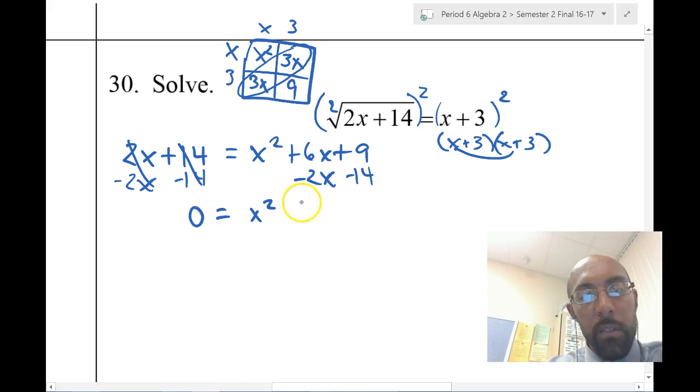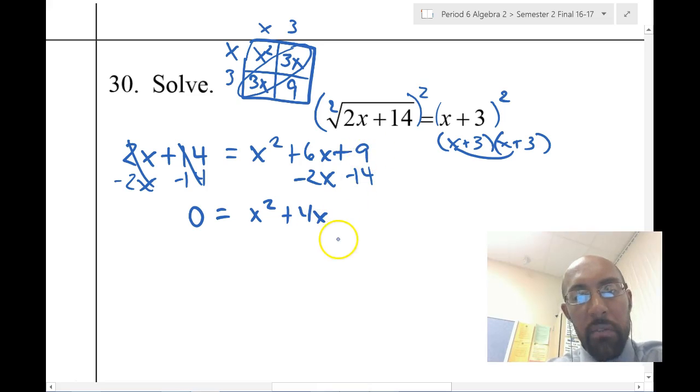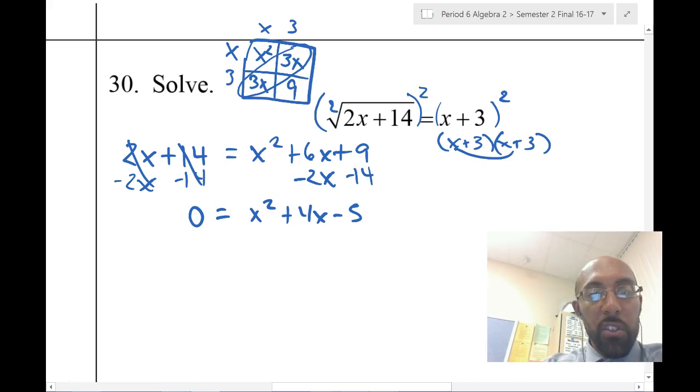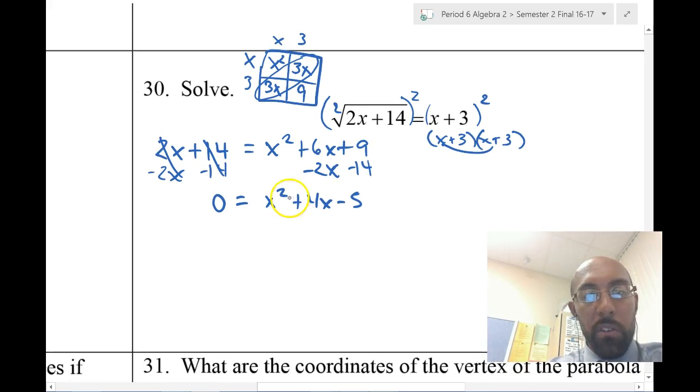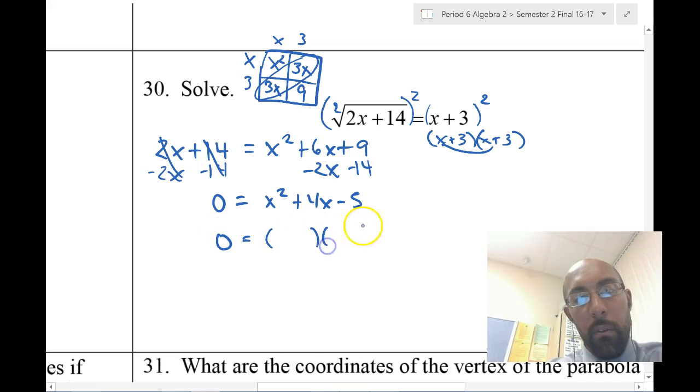X squared, 6 minus 2x is 4x. 9 minus 14 is minus 5. And now to find our solutions, our roots, we're going to factor this. You can use your x or whatever method you'd like. This will be x and x, 2 numbers that multiply to -5, add up to 4. That'd be 5 and 1, and it's positive 4, so that means the bigger number, 5, has to be positive.